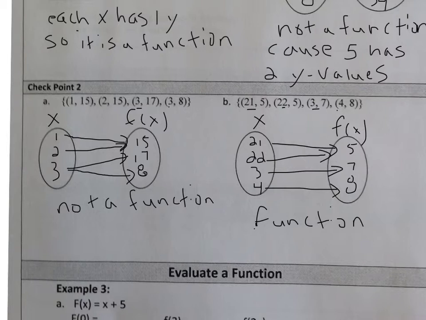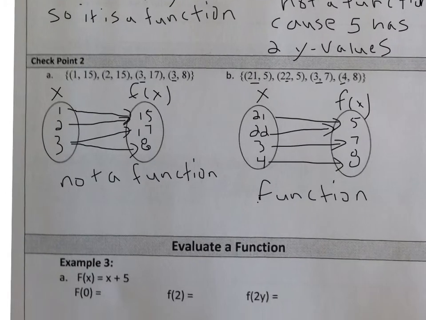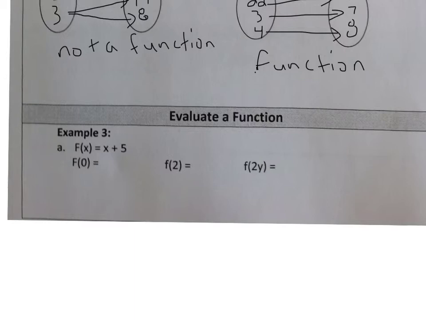Let's look at evaluating a function. Example 3. And I do want to change this example. I want you to change this example in your homework. Make this f of x equals, instead of x plus 5, make it 3x plus 5. That way it'll be more like your checkpoint. You'll be able to do the checkpoint.